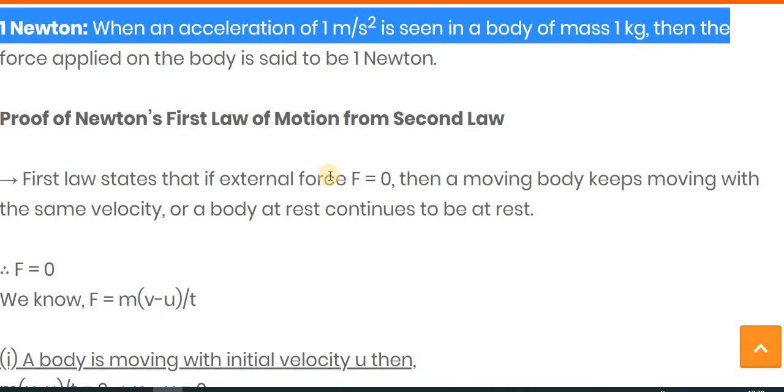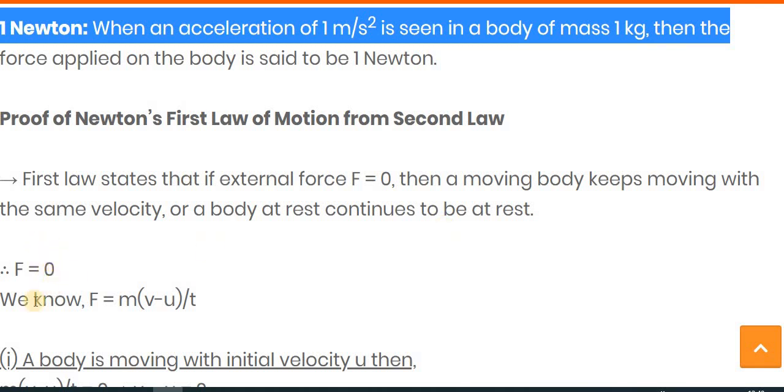Now, the first law states that if the external force becomes zero, then the moving body keeps moving with the same velocity, or the body at rest continues to be at rest. You can take it as an example too: if the body is in a moving state and you are not applying any external force on it, then it keeps moving, and if the body is at rest and you are not applying any force, then it remains at rest.